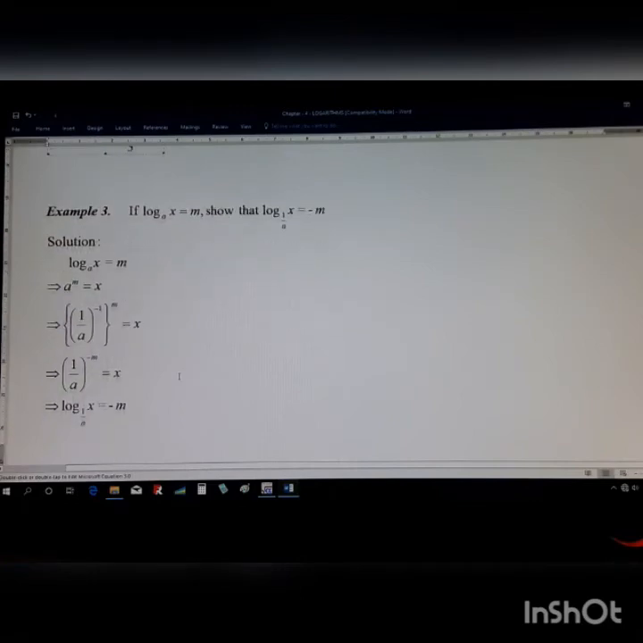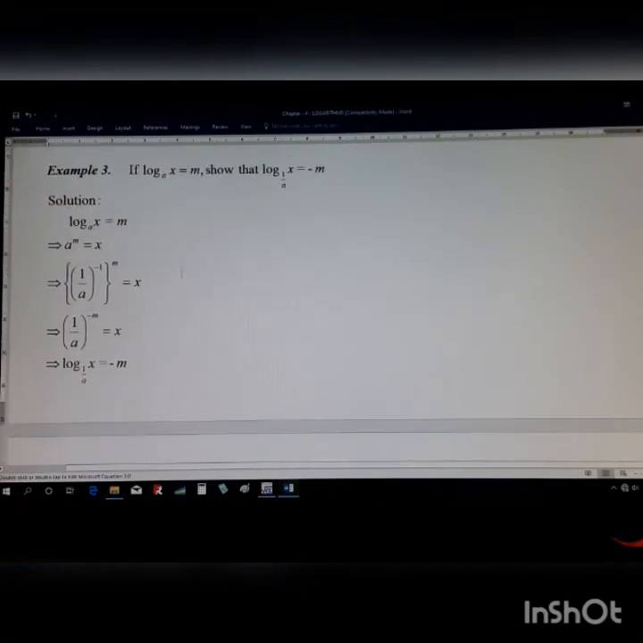Now let's go to example number 3. If log of x to the base a is m, then log of x to the base 1 by a is minus m. Now here is a and here is 1 by a. So if you change the base from a to 1 by a, then you will have a minus sign here. Now let's see. We are starting from the given condition here, the left hand side. So log of x to the base a is m.